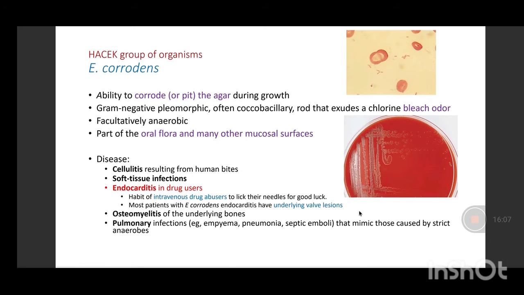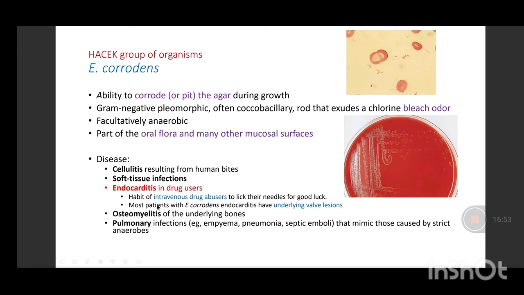Aikinella corrodens, the other bacteria, is named because of the colonies which they form on the agar plate. It corrodes the agar plate where the colony is there. That is why the term corrodens. It is gram-negative, pleomorphic, often cocobacillary or rod-like morphology on gram stain, and there is a bleach odor on the plate. Again, they are facultative like the other oral flora, and can result in cellulitis, soft tissue infections, and other organ-specific infections other than endocarditis.